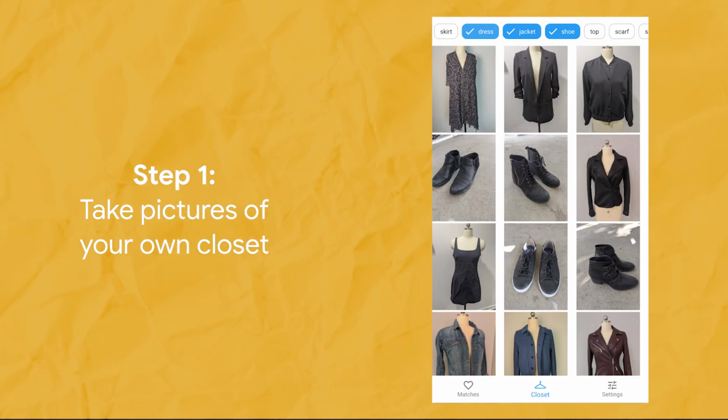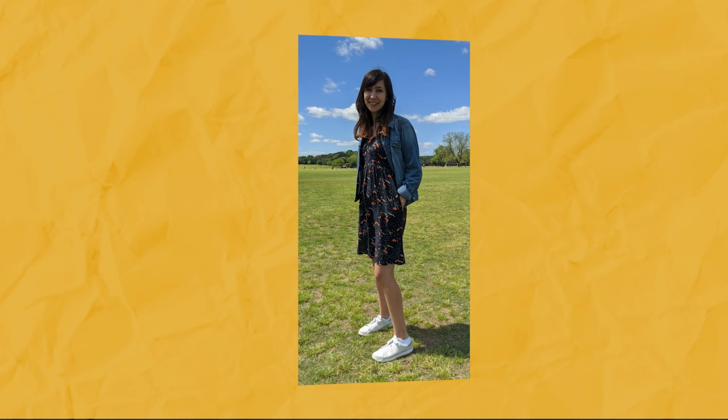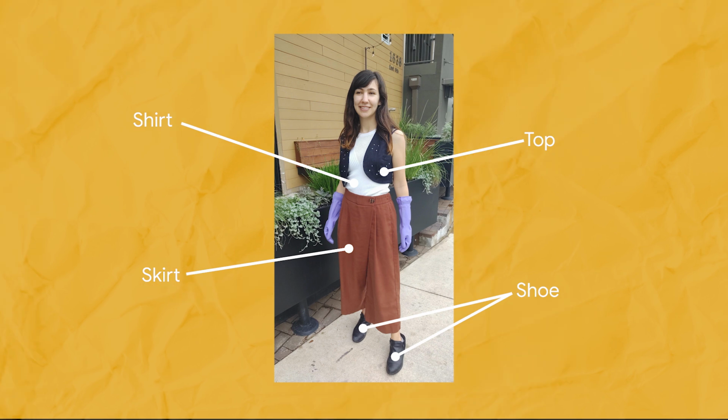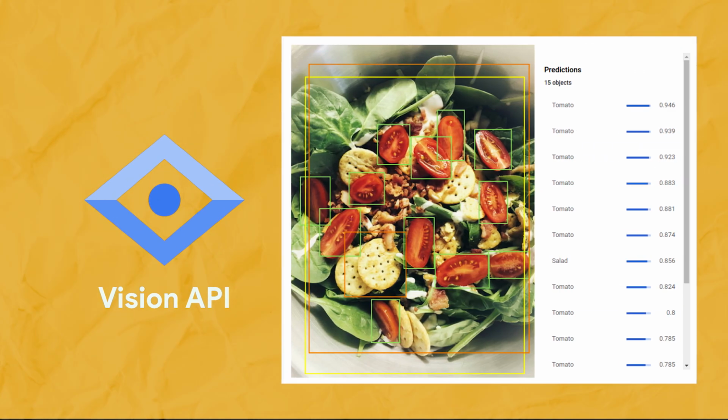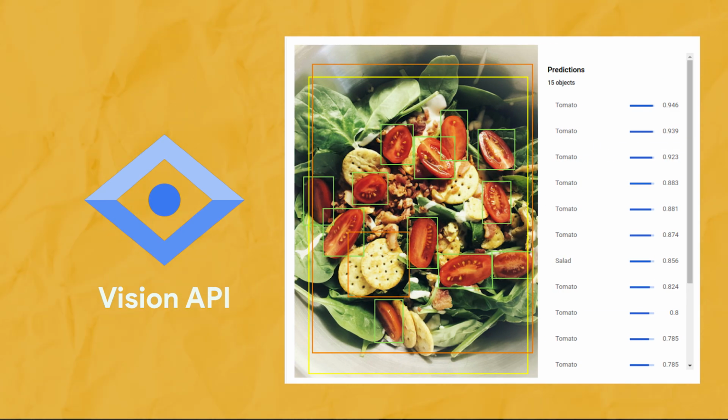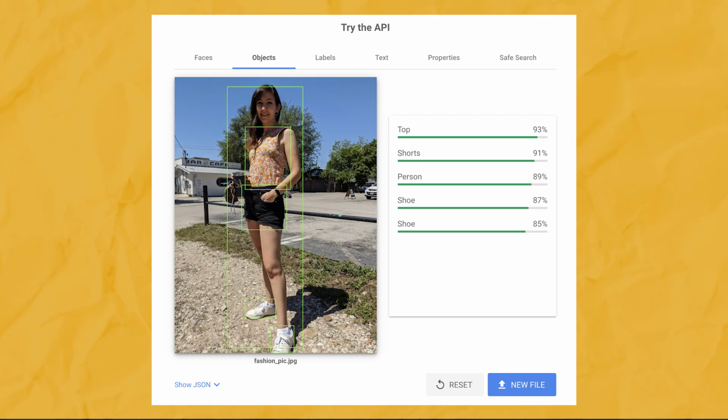So first, I needed to catalog my entire wardrobe. So I thought I could just grab a few pictures of me wearing clothing in everyday life and then use computer vision to pick out the items. To do this, I used a feature of the Google Cloud Vision API called Object Detection, which identifies objects in photos and then draws a little bounding box around them. As you can see, it kind of worked. It identified my top, shorts, shoes, stuff like that.